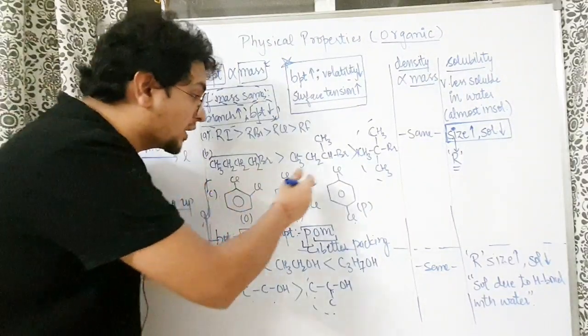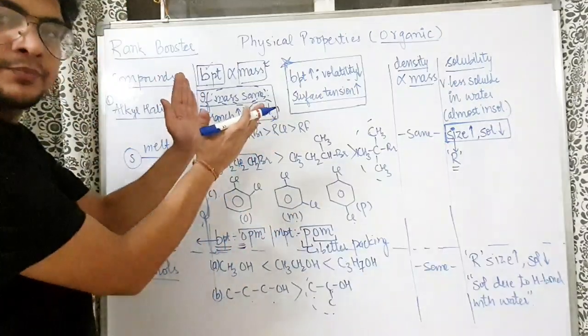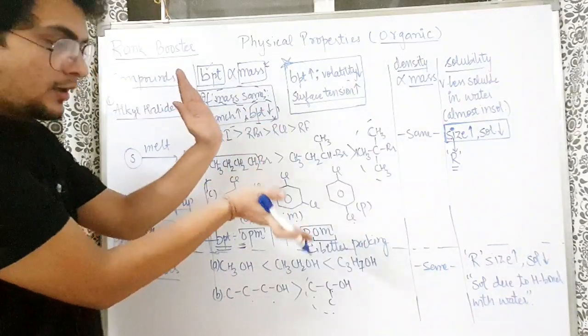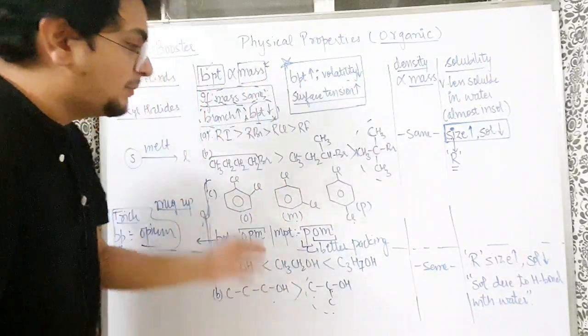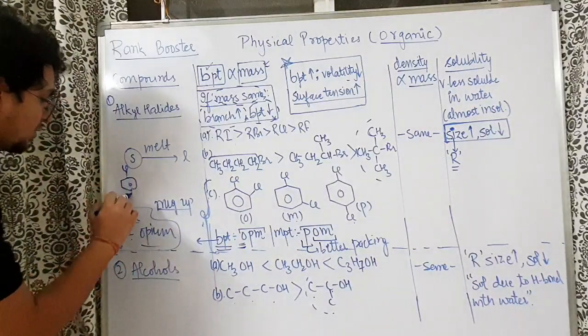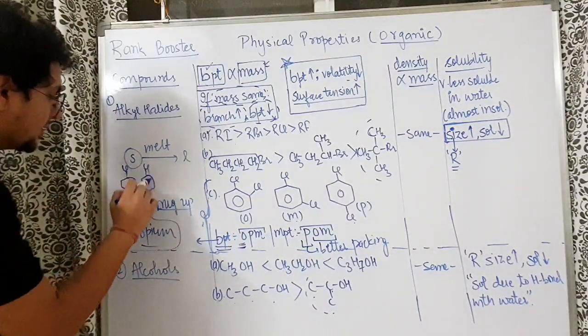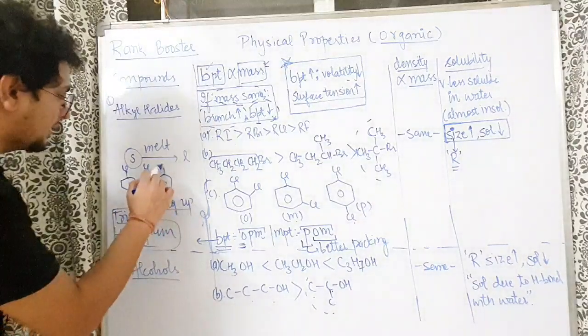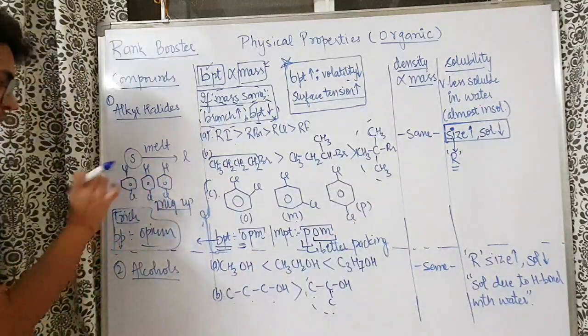So think about the structures: whether the 2 chlorines are here, or here, or here, which will be most compactly packed. I can understand that if benzene is like this and one chlorine is up and one is down, a very nice compact close packing is possible. Very close they can pack.